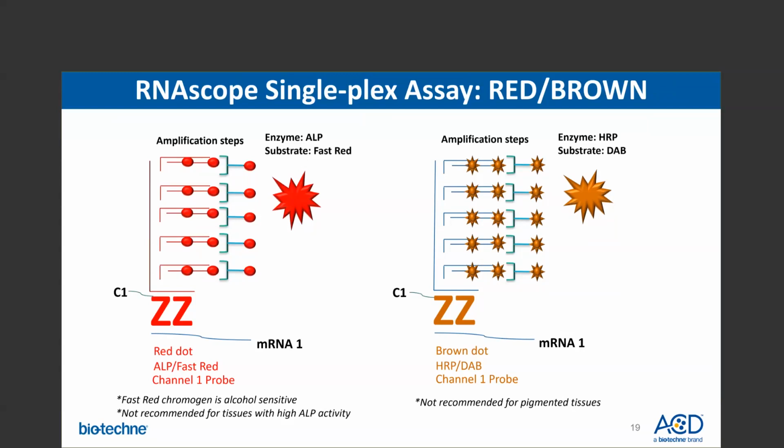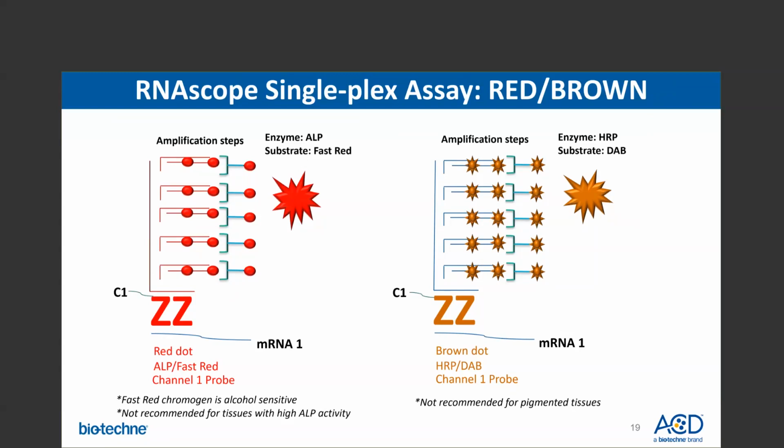On the right is the amplification for the single-plex brown assay. In this case, the enzyme is HRP, and DAB serves as a substrate to detect the signal as a brown chromogen. The brown assay is not recommended for pigmented tissues, so please take note of that.